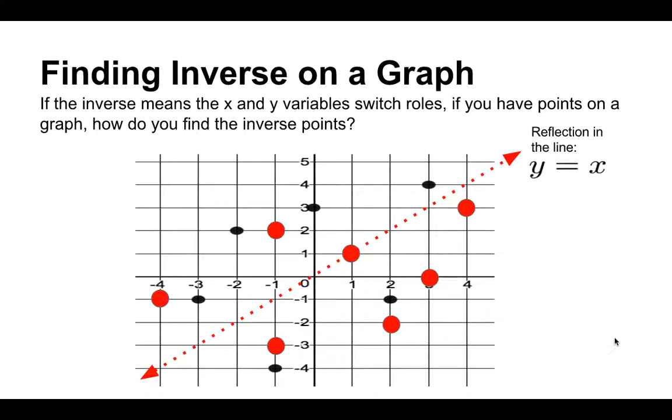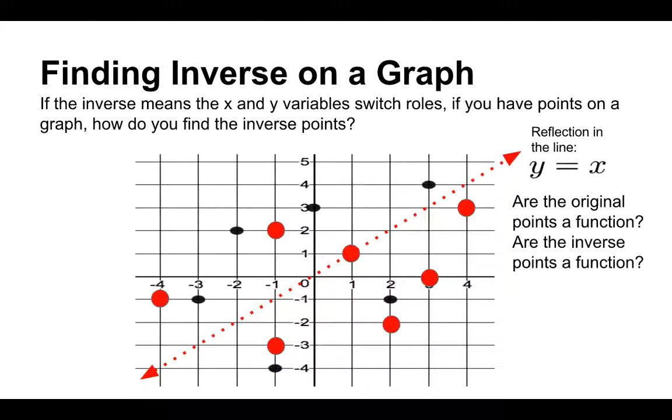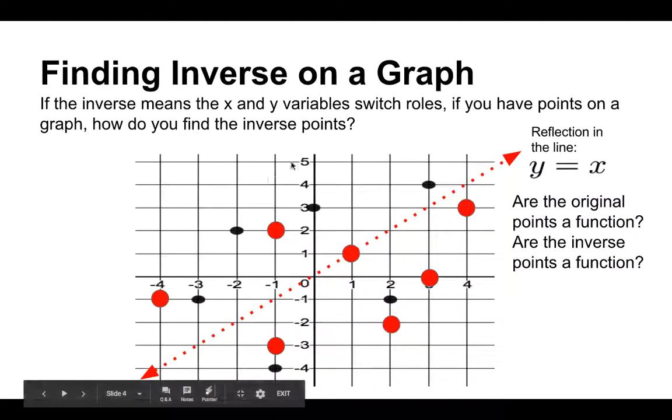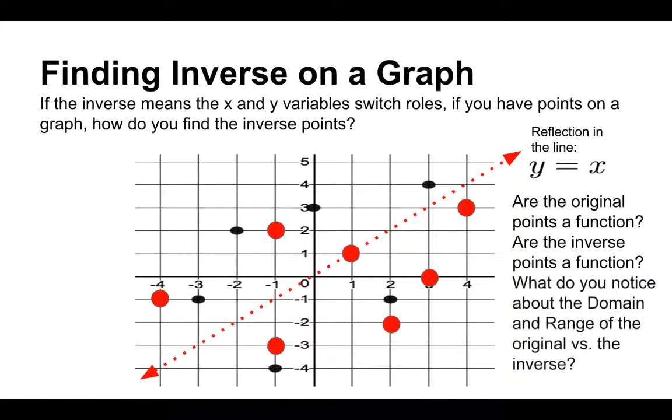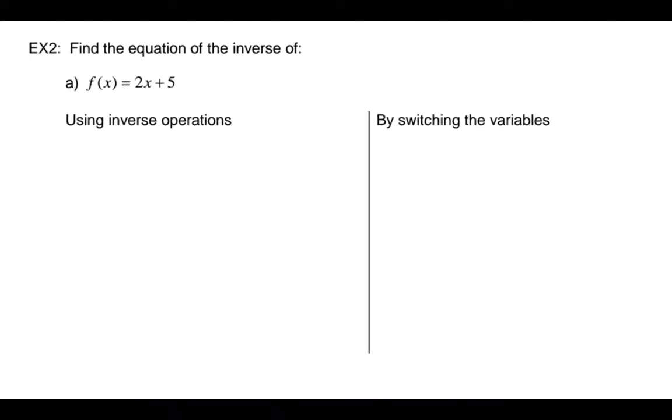So what happens is just the x and y switch. Are the original points a function? So do the original points pass the vertical line test? Are the inverse points a function? So do the inverse points pass the vertical line test? And you're going to find out that they don't. And so the red ones actually fail the vertical line test. You'll have to answer those questions like, is the inverse a function? That's going to come up in the quadratic. What do you notice about the domain and range of the original versus the inverse? We're going to get to that as well in this lesson.